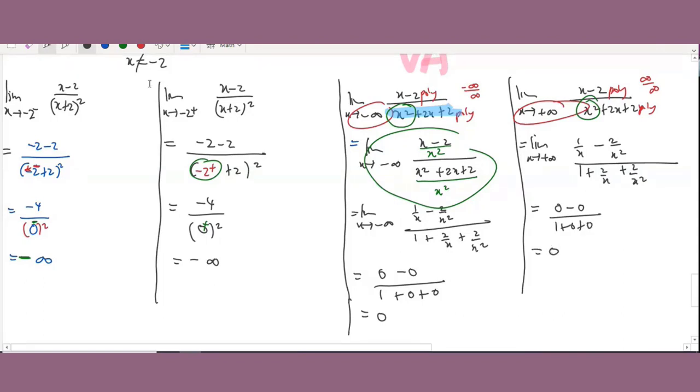And check. This is just a clue to involve the concept, actually. x value, y value. x is negative 2, y is negative infinity. And negative infinity, 0, positive infinity, 0. This is just coordinate x, y.